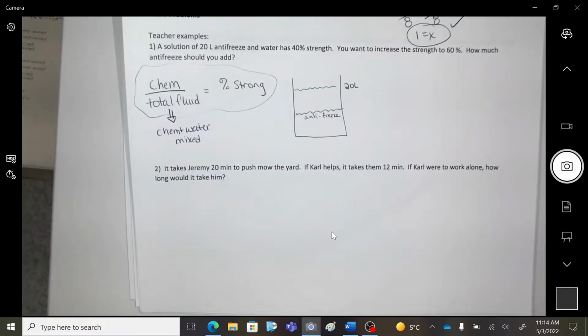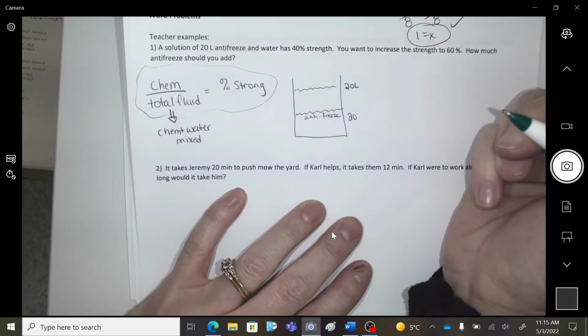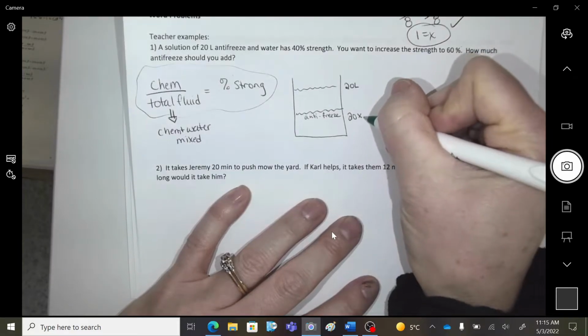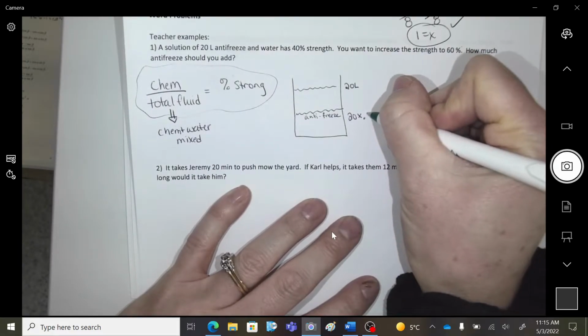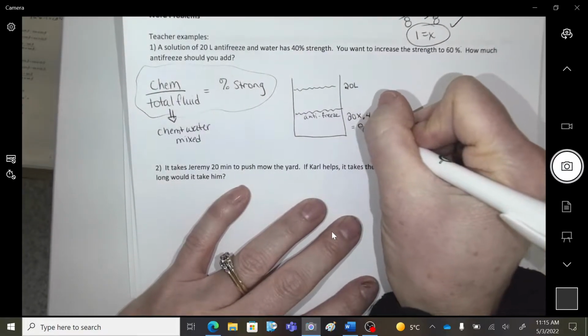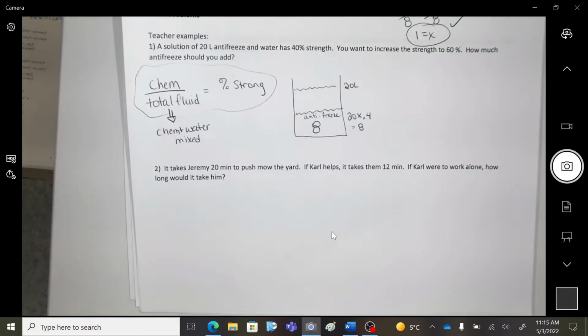So how much antifreeze is in there? If it's 40% of that is antifreeze. So 20, what would I do? How do I get 40%? Times it by 0.4. Does that make sense? 40% equals 8. So as of right now, this mix is 8 antifreeze and 12 of it is water.